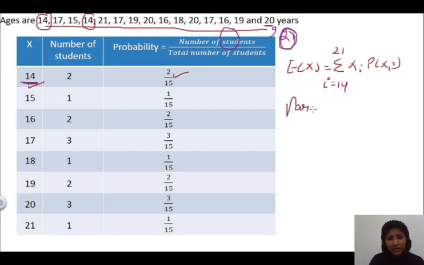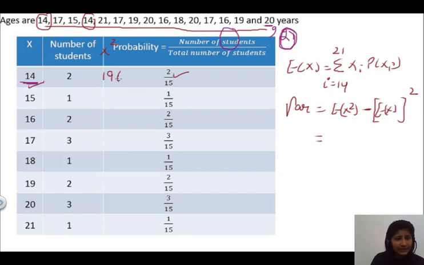Then variance, how are you going to calculate? E of X square minus the mean value whole square. Correct? You know how to calculate this. You just have to square out X. So I'm writing X square here for you just to see. 14 square, 196, 225, 256, 289, and up to so on 441.